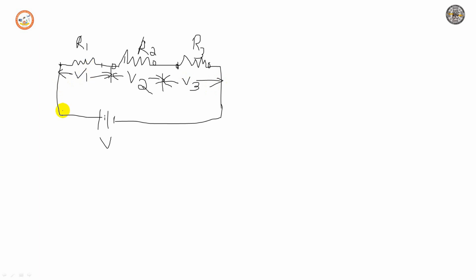So the series circuit is one in which several resistors are connected one after the other as shown in this figure. The resistances R1, R2, R3 are said to be in series with the voltage source EMF of V. This is called the EMF source, electromotive force.